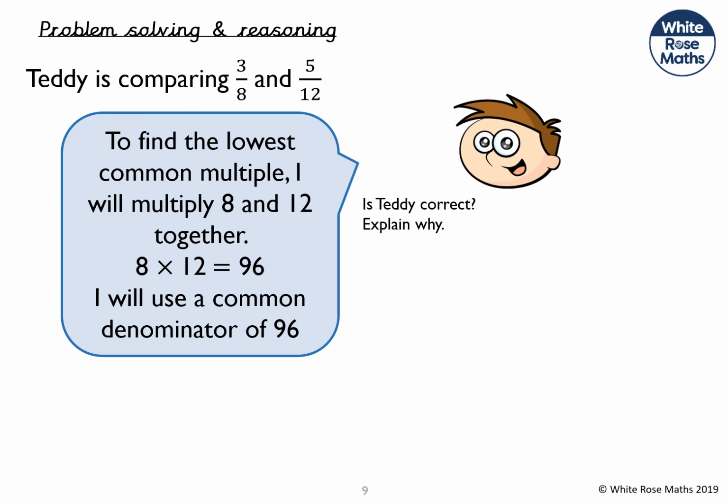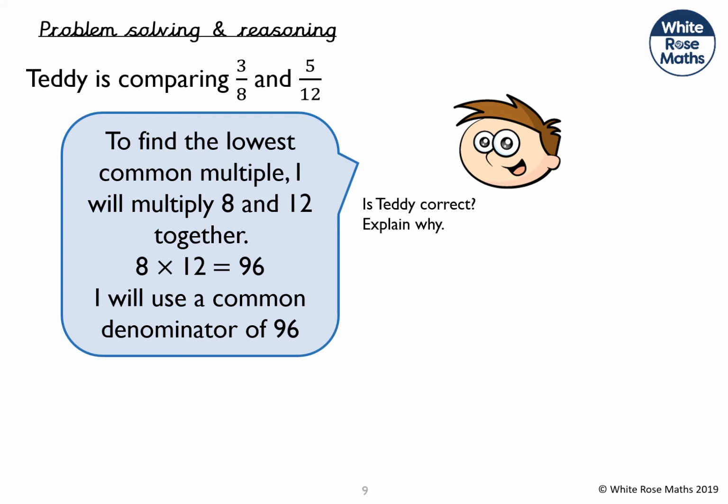Okay, Teddy is comparing 3 eighths and 5 twelfths. When it says he's comparing them, what it means is he's trying to see which one's biggest and which one's smallest. He wants to find the lowest common multiple in order to make them have the same denominator. So he's going to find the lowest common multiple for the denominator by multiplying 8 and 12 together. So he's going to say, right, 8 times 12 is 96. And we said earlier that that's probably the easiest way to find a common denominator.